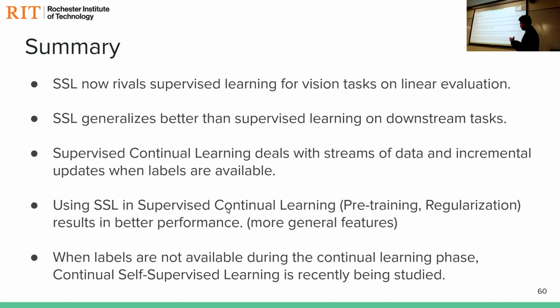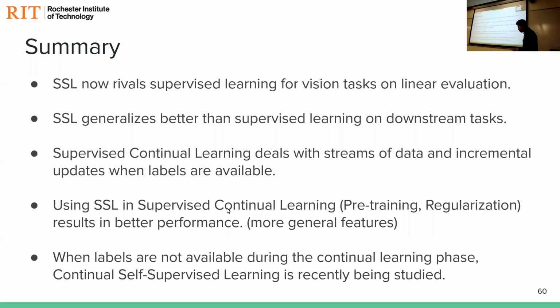Supervised continual learning is the one that deals with this stream of data and the incremental updates, but you need the labels if you're doing this way of training continually. And you could use self-supervised learning in supervised continual learning, as I show in my work, where we try to do that on the pre-training stage, but also you can just plug it in as a regularization signal while doing the online continual learning. And that results in better performance because we are pushing the features to be a bit more general than just learning the current task and preserving the knowledge of previous tasks.